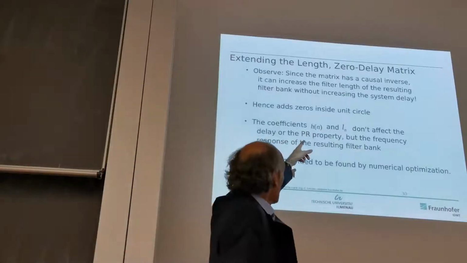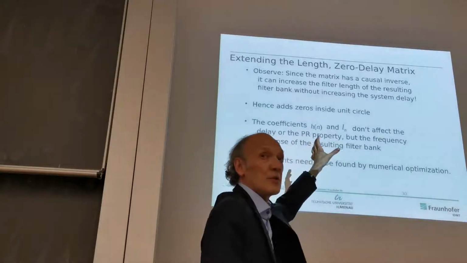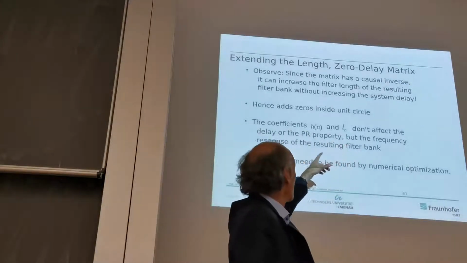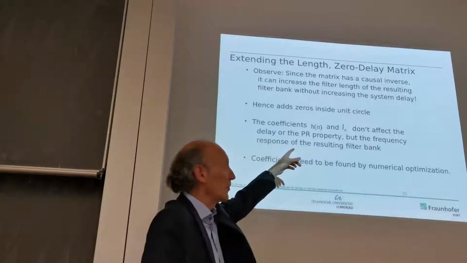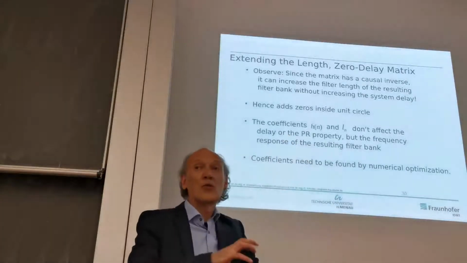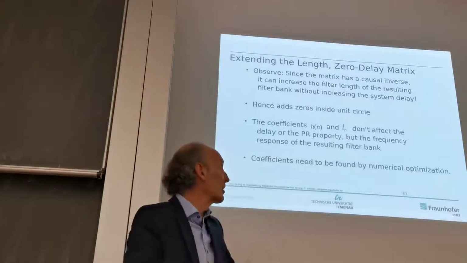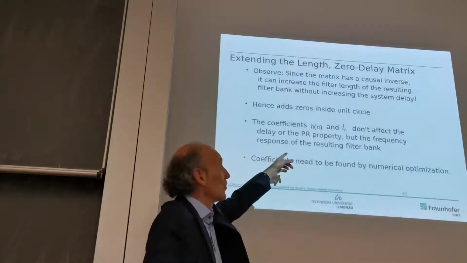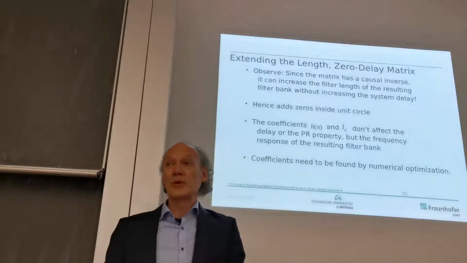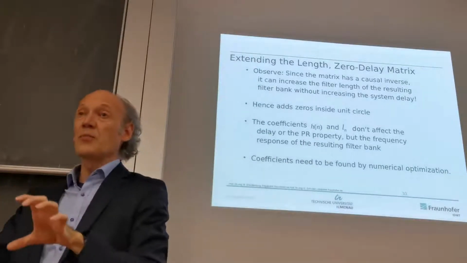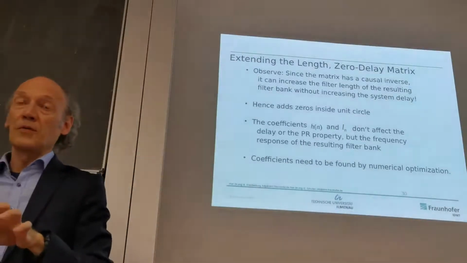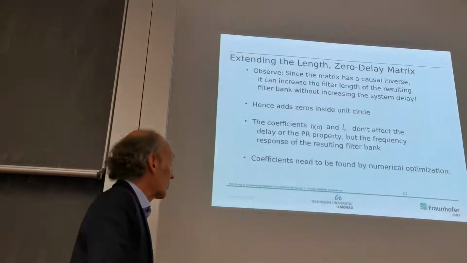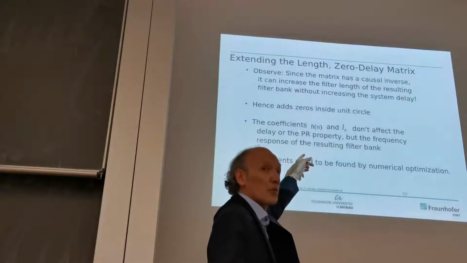So the coefficients h of n from the MDCT polyphase part and L of the zero delay matrix don't affect the delay or the perfect reconstruction property. Right? It's all invertible with a given system delay, but they determine the frequency response of the resulting filter bank. So the structure of the matrices gives us the system delay and the perfect reconstruction, but the coefficients determine the frequency response.